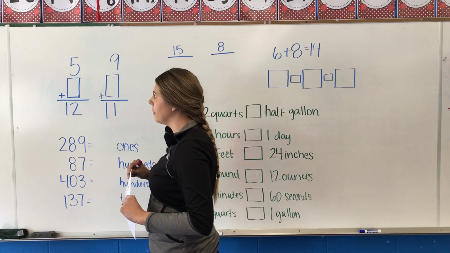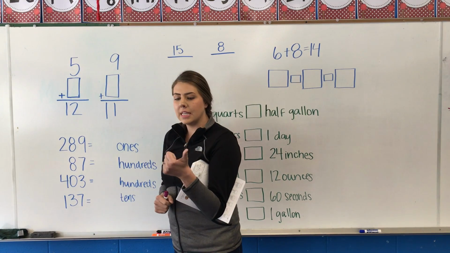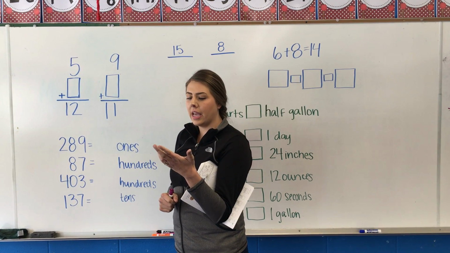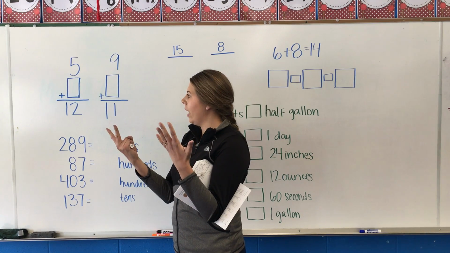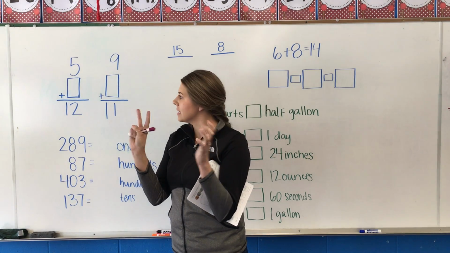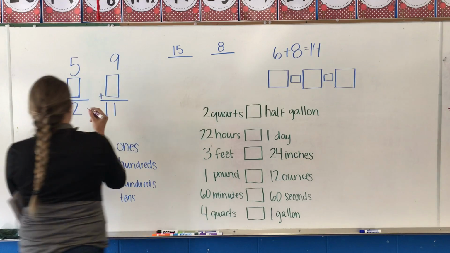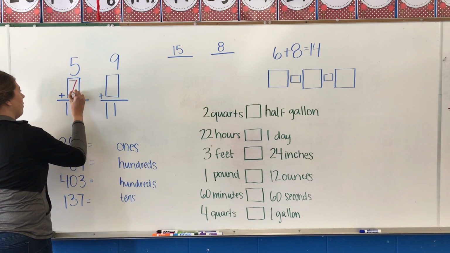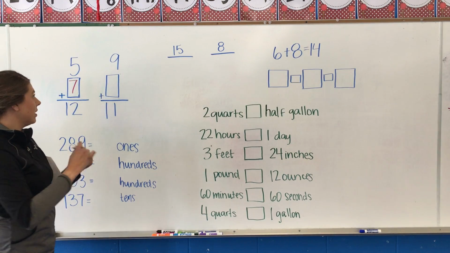So if we count up, if we have 5, 6, 7, 8, 9, 10, 11, 12. So we have 5, 6, and 7. So we know that 5 plus 7 equals 12. And remember, you can use your number line if you need to.